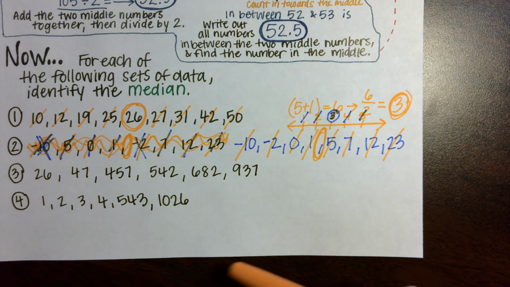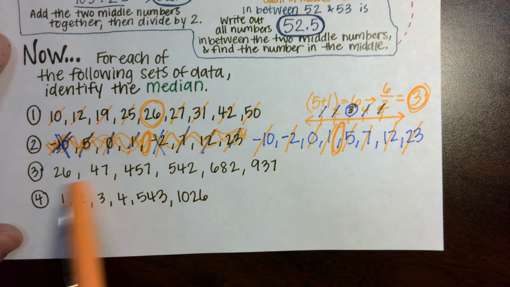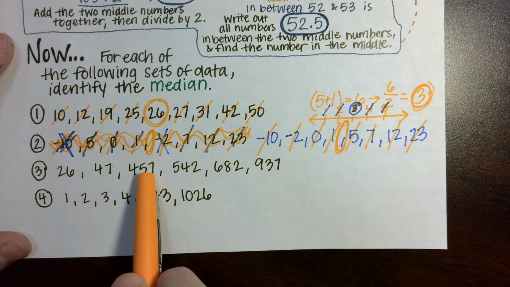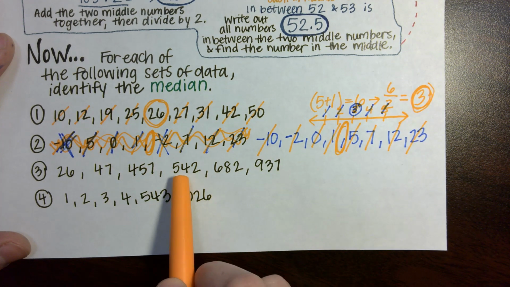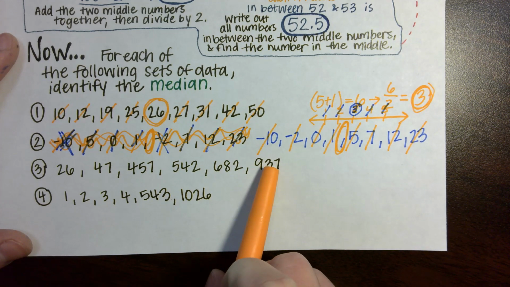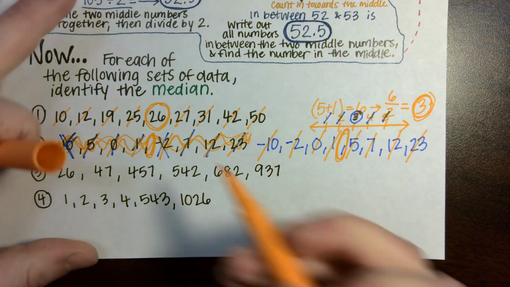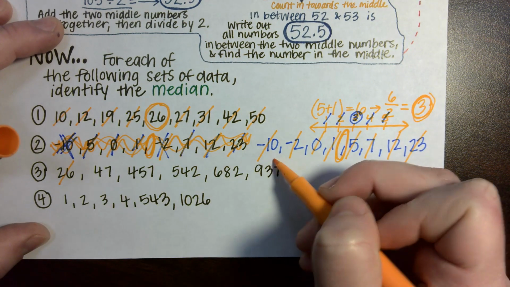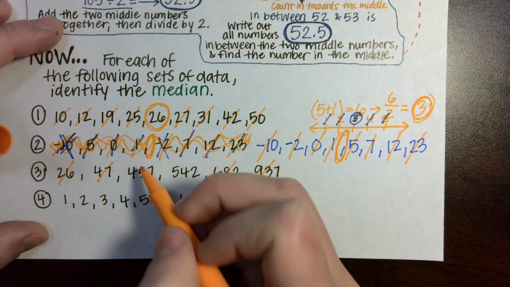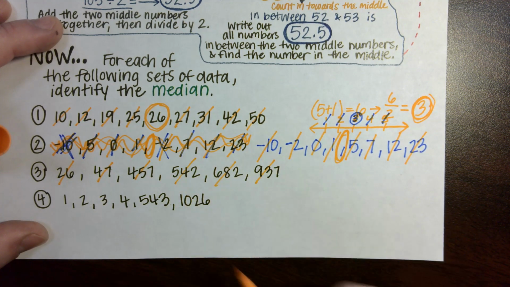Okay. Number 3. Let's make sure these are in order. 26, 47, 457, 542, 682, 937. Are those in order? Yes. They are. So we can just start crossing them off. 26 and 937, 47 and 682, 457 and 542.